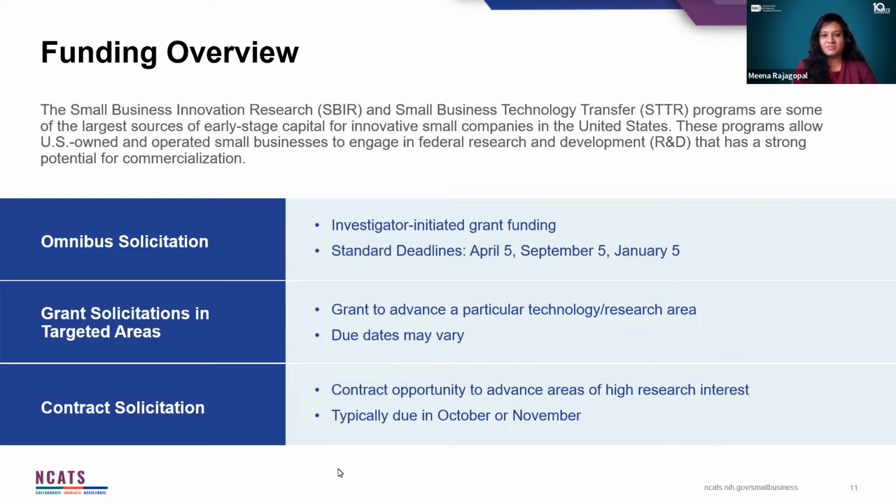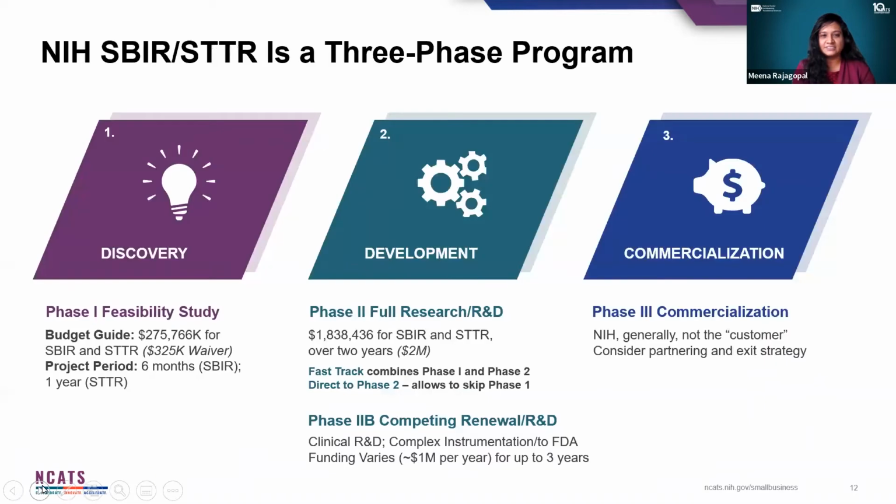Next slide, please. So the small business program at the NIH is a 3-phase program. And please be advised that this need not be confused with the phases involved in a clinical trial. This is definitely different. So under phase 1, we are looking for grant proposals that talk about a feasibility study where you have preliminary data for a proof of concept, and you could request up to about $276K for a period of, say, anywhere from 6 months to a year.